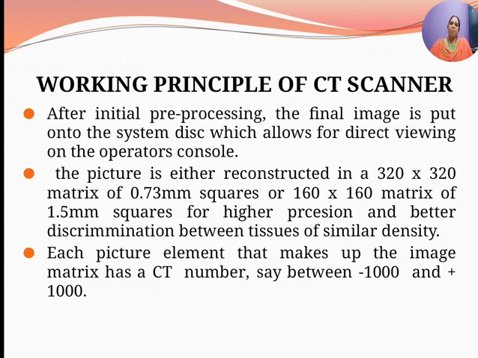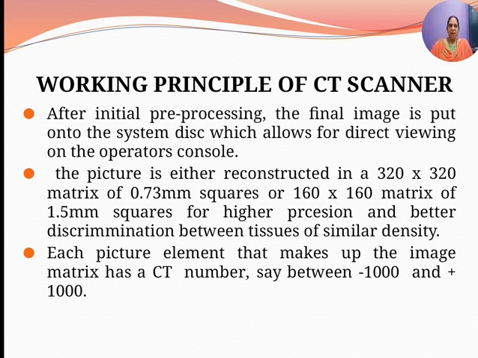So, after initial pre-processing, the final image is put onto the system disk, which allows for direct viewing on the operator's console. The picture is either reconstructed in a 320 by 320 matrix of 0.73 mm squares or a 160 by 160 matrix of 1.5 mm squares for higher precision and better discrimination between tissues of similar density.